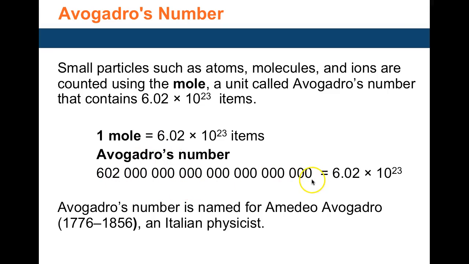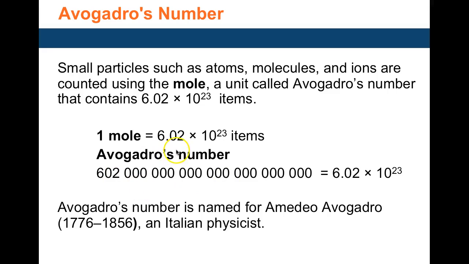The reason this number was defined is that a mole, these many items of, say, atoms or molecules, becomes visible. A single atom or a single molecule is completely invisible, hard to work with because we can't see them. But if we work with this many atoms or molecules, it's easy to see them.